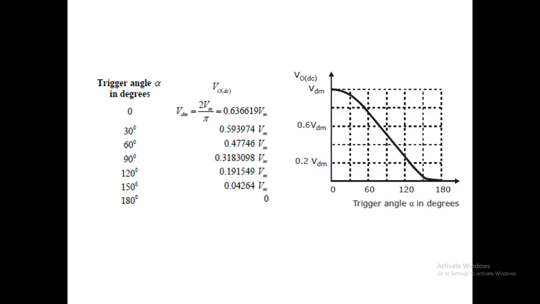We can plot this by taking alpha on the x-axis and V0, the average output voltage, on the y-axis. We will get a sinusoidal nature of control characteristics. For alpha equal to 0 degrees, we get the maximum voltage of 2 Vm by pi; for 60 degrees, about 47% of Vm; for 120 degrees, 19% of Vm; and at 180 degrees it will be 0. So this is the control characteristic. From it we can see that for alpha equal to 0 we have the maximum voltage, and for alpha equal to 180 degrees we get 0 voltage. Thank you.